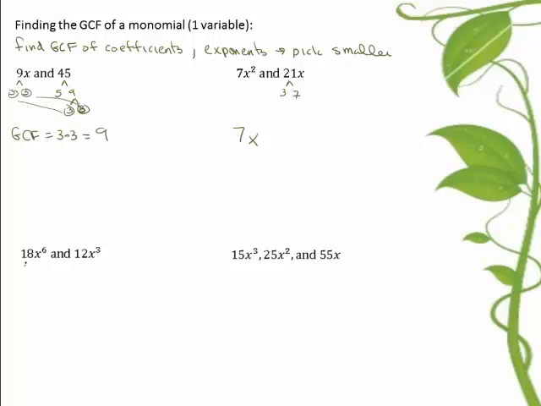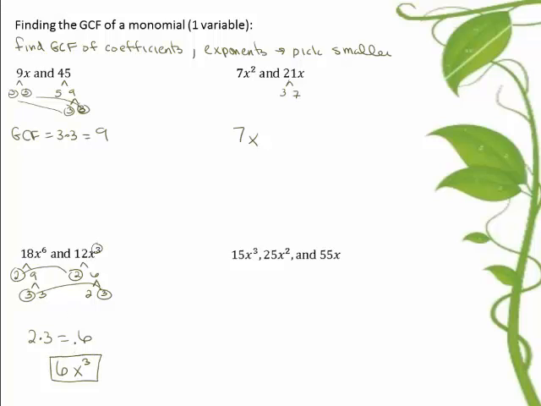18 and 12. 18 is 2 times 9, and 9 is 3 times 3. 12 is 2 times 6, and 6 is 2 times 3. They have a 2 in common, and they have a 3 in common. So they're going to have a 2 times 3, which is going to give me a 6. And then I have 6 x's and 3 x's. So the GCF is only going to be able to have 3 x's.